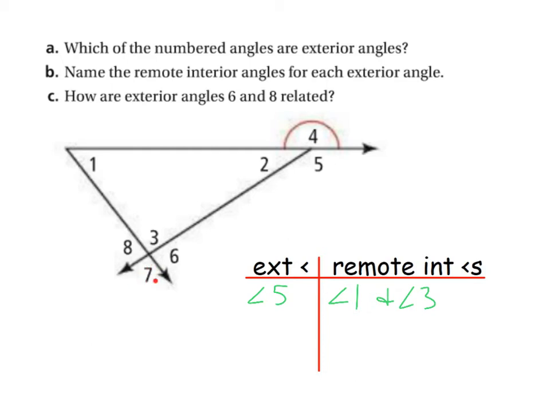7 is not, because it requires both of these lines to extend, and we only extend one of them. 4 is not an exterior angle either. It is only using one side. It doesn't even use the other side of the triangle. So they were trying to be sneaky, but all I have is 6 and 8 as my only other 2. So let's go ahead and finish this out.